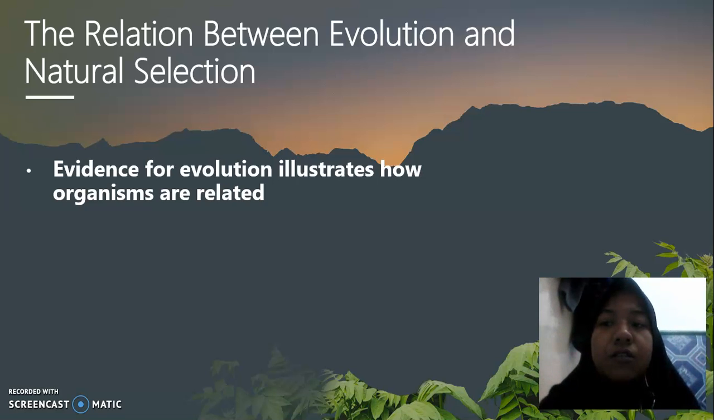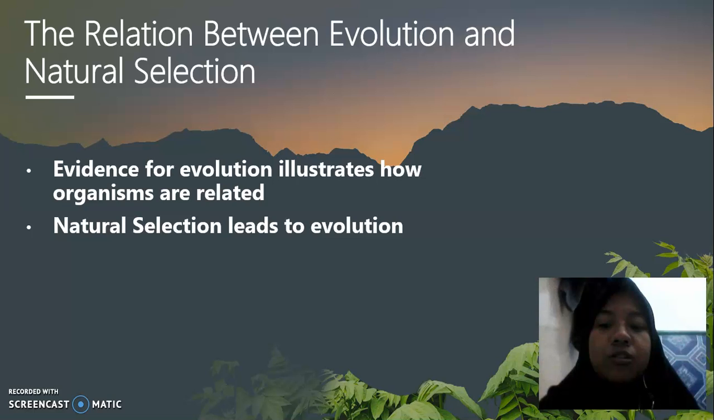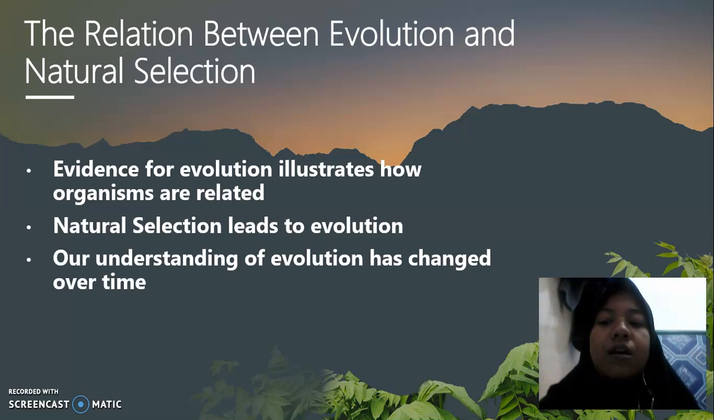The first is the relation between evolution and natural selection. Evidence for evolution illustrates how organisms are related. Natural selection leads to evolution, and then our understanding of evolution has changed over time.